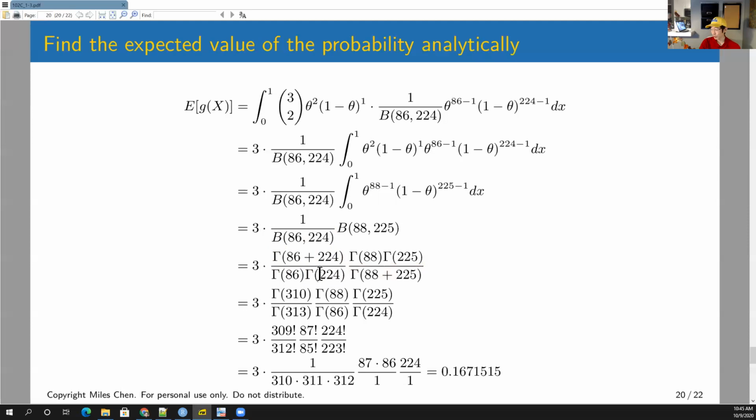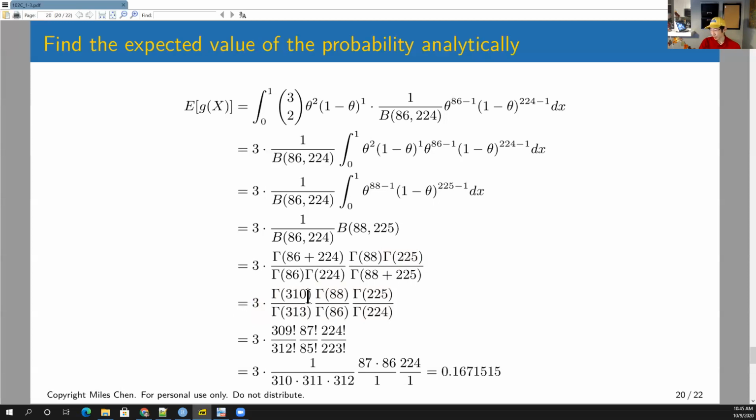And so I'm going to rearrange some terms, and I get gamma of 310, since this adds up to 310 and these add up to 313. So I've got gamma of 310 divided by gamma of 313. Here I've got gamma of 88 divided by gamma of 86, and then gamma of 225 divided by gamma of 224. So this is just a whole bunch of gamma functions. And the whole thing is still multiplied by 3.